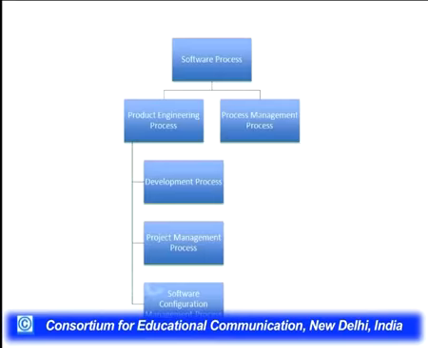So basically when we talk about software processes, they can be divided into two sets of processes. The first set of processes are known as the product engineering processes. In these product engineering processes, basically we are talking about three things. First are the development processes, the second are the project management processes, and the third are software configuration management processes. So these are the three sets of processes which are followed in case of software product engineering processes.